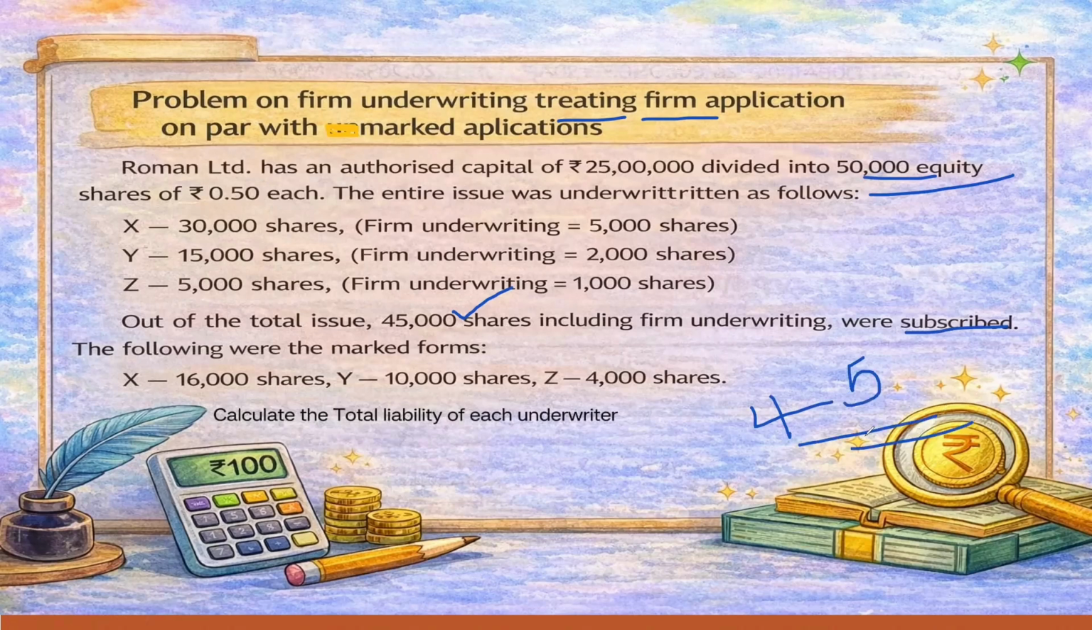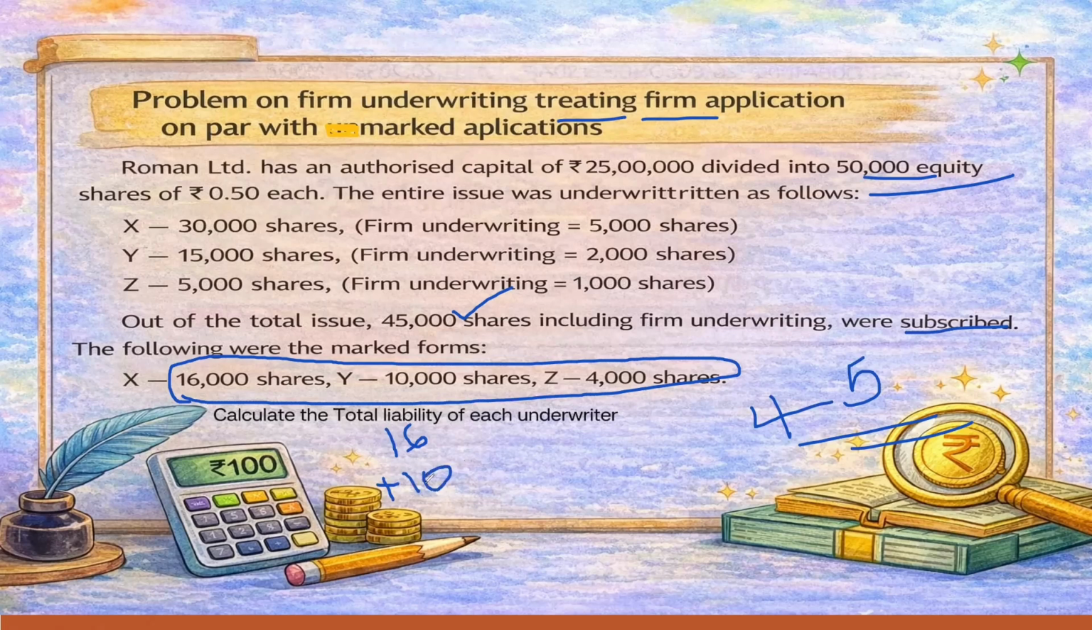In this 45,000 shares, we have marked applications and unmarked applications both. So marked applications given is 16,000 plus 10,000 plus 4,000. So this comes to 30,000. So 30,000 is a marked application. In the total 45,000 subscription, 30,000 is a marked application. What is the unmarked application then? The unmarked application should be 15,000. Okay, this is the calculation.